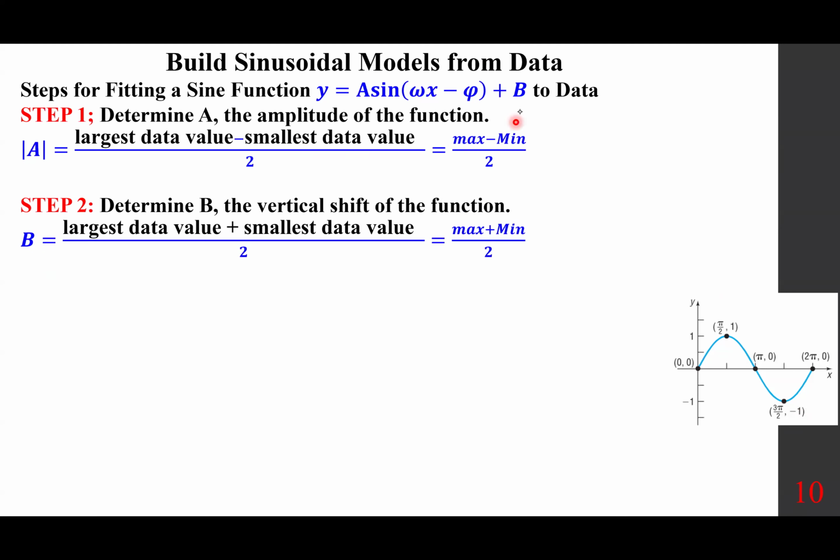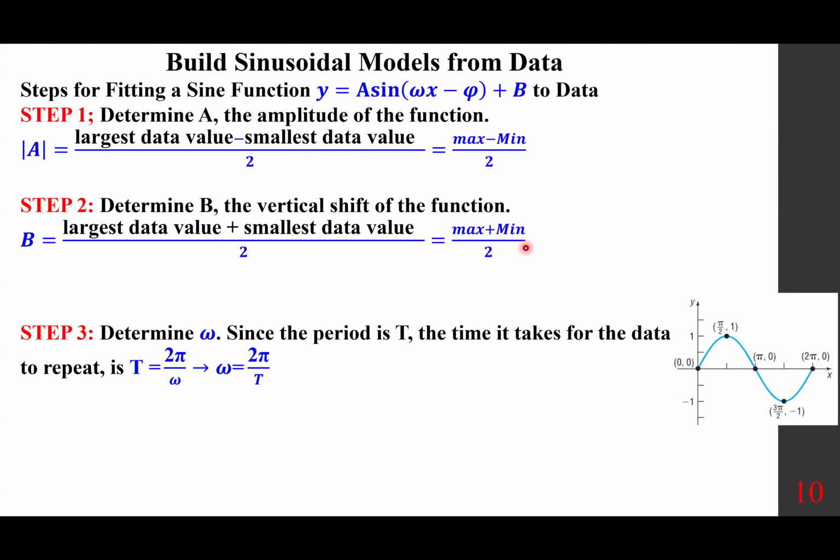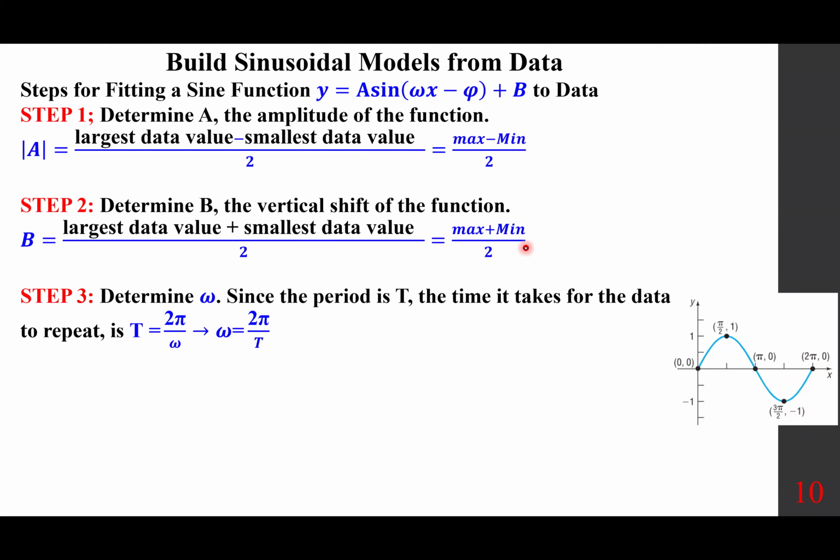Determine B, the vertical shift: largest data, smallest data, add them up divided by 2. If you add 1 and -1, you get 0 divided by 2. There is no vertical shift here. So max plus min divided by 2. Determine omega. Since the period is T, the time it takes for the data to repeat itself, T equals 2 pi over omega, omega is 2 pi over T.